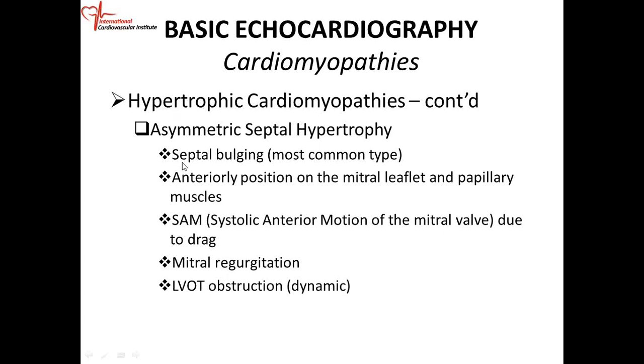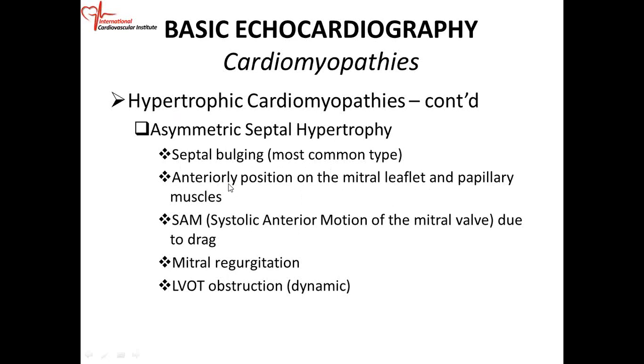You must have seen patients with septal bulging. Some of these patients do have asymmetric septal hypertrophy, so just the septum is thickened. The anterior portion of the mitral leaflet and papillary muscles tend to be affected. So when you have asymmetrical septal hypertrophy, it's common for the papillary muscle and the anterior leaflet of the mitral valve to have an abnormal position.